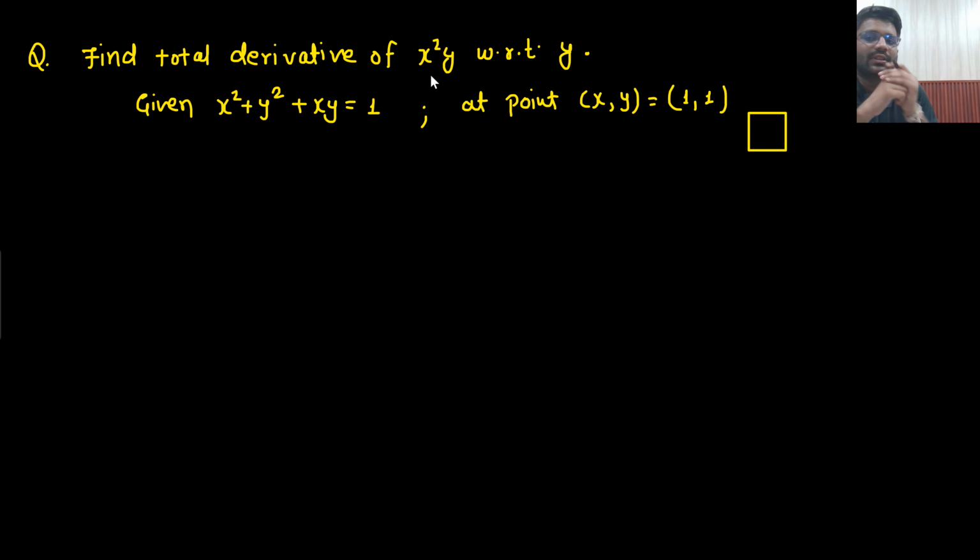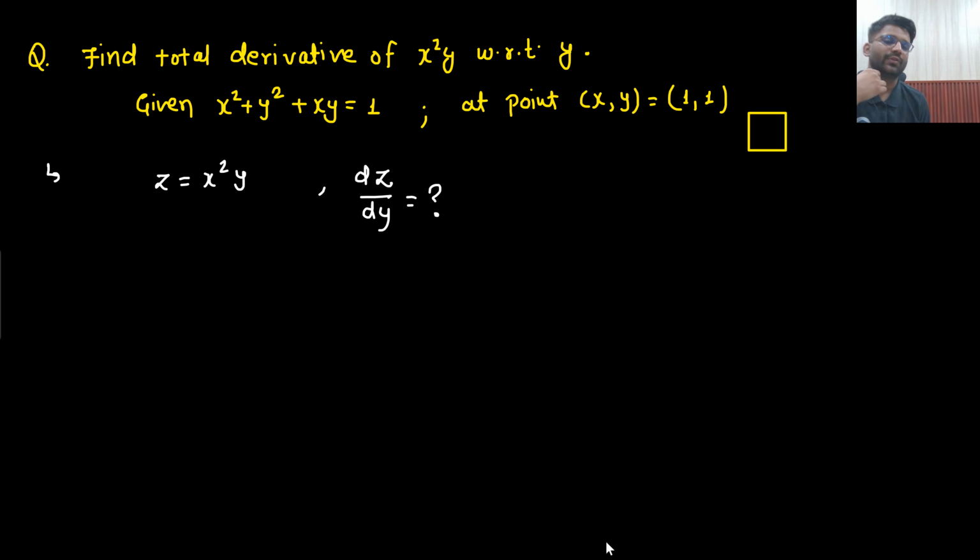In this kind of questions, what they are saying: find the total derivative of x square y with respect to y. What you are supposed to find out? Total derivative of some function. Let's just say this function is z, which is x square y. So you are supposed to find the total derivative of x square y with respect to y. When you read this statement, what you will see? This is what you are supposed to find out, right?